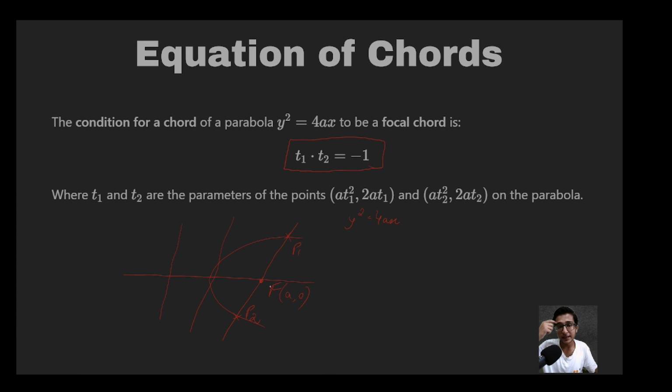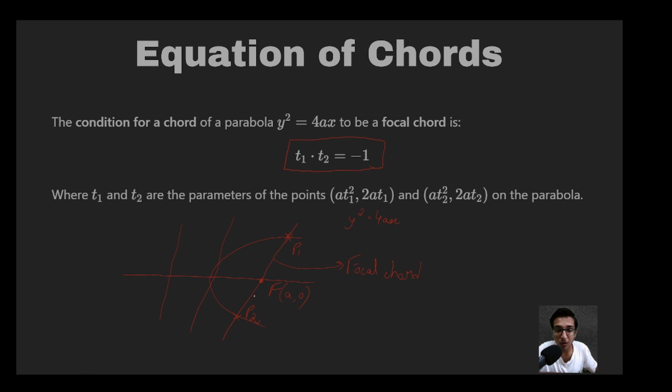Now, what are the things that we know about this focal chord here? First of all, this line contains 3 points, which are P1, P2 and F. So these 3 points will always satisfy the equation of this line. Secondly, since P1 and P2 are in the form of parameters t1 and t2, we know one more relation between them: t1 t2 is always equal to -1.